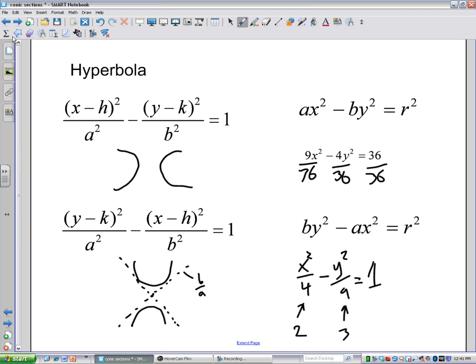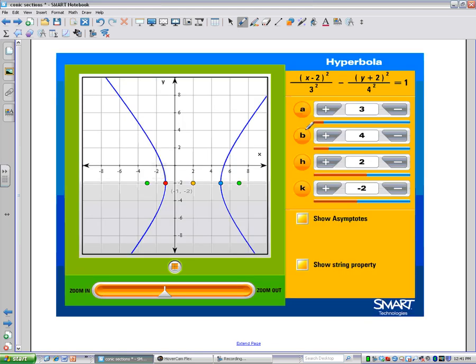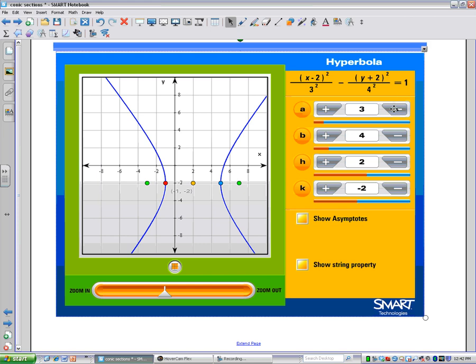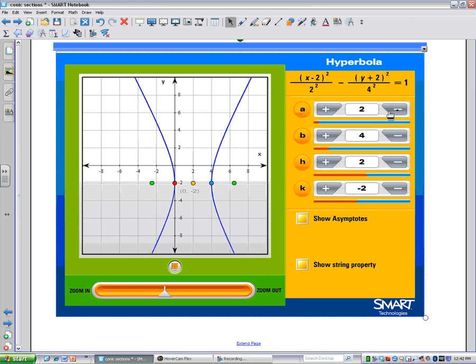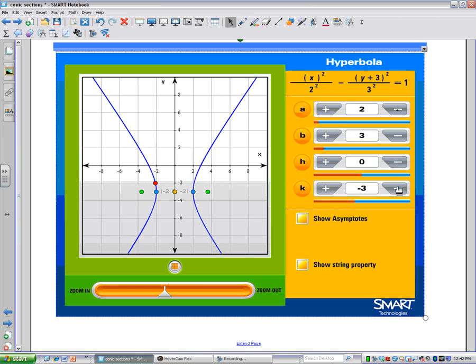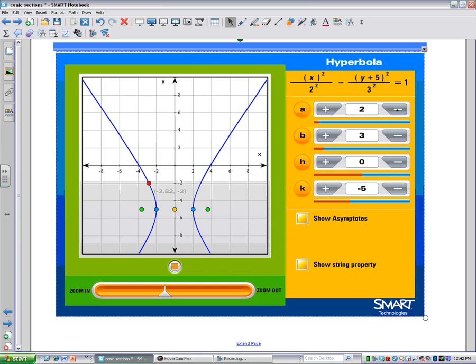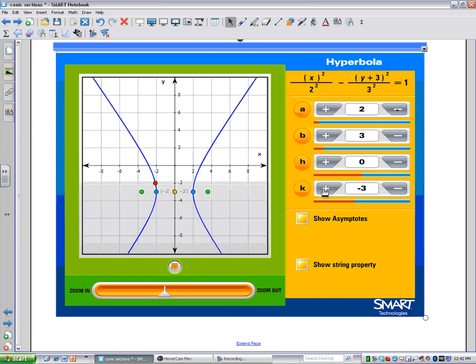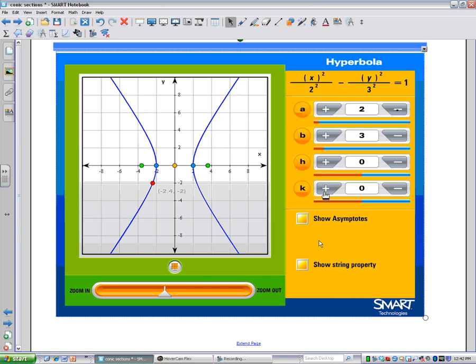If I go through that, I've got a little hyperbola maker on the next page. So if I make my a value equal to 2, my b value 3, and then I'll make these both 0. Let's make that add. I see how it all works. Alright, so there's those.